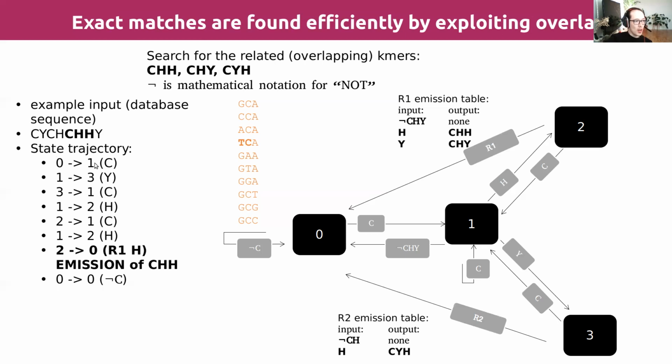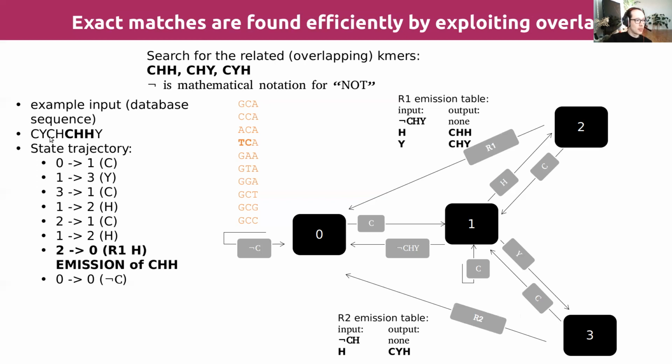The next base is a Y. A Y could potentially lead us to this last one here, CYH. And so we follow the Y arrow here out to state 3. And state 3 is basically being in the state of being 1 base away from potentially discovering CYH. And depending on what happens next, we might either discover CYH or have to go back to some other state after discovering that we did not find CYH.